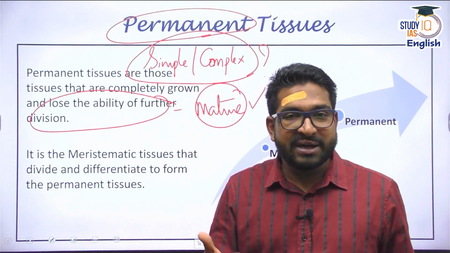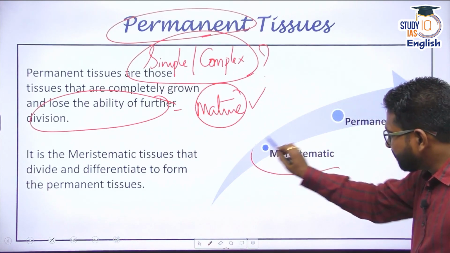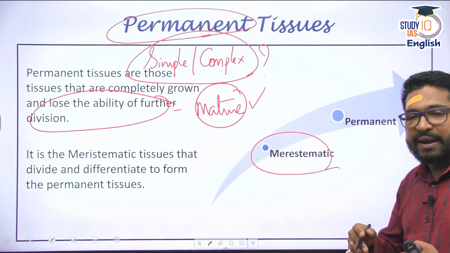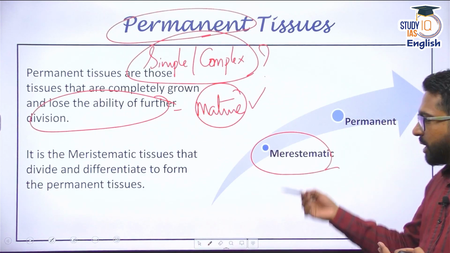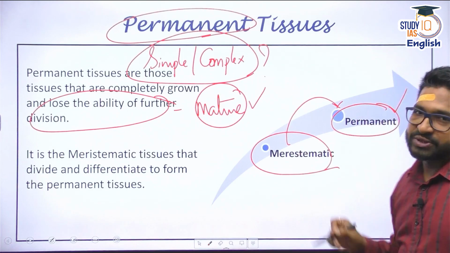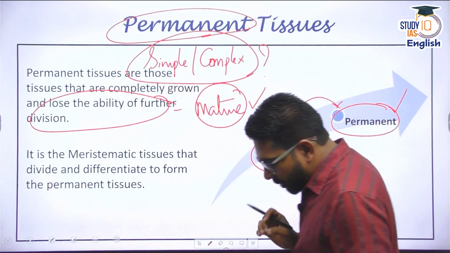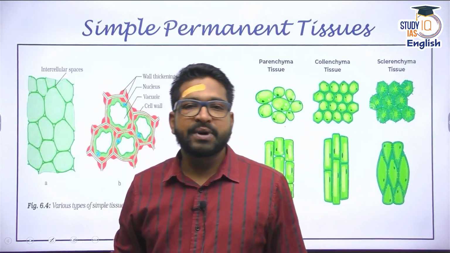And that is why you need to understand, when I talk about permanent tissues, where do they come from? They actually come from meristematic tissue itself. As the plant matures, as the plant develops, many meristematic tissues transform into permanent tissues. Permanent tissues, simple and complex. Let's first talk about simple permanent tissues.